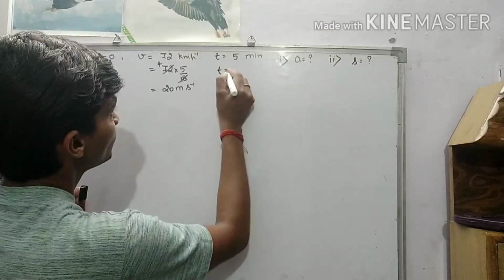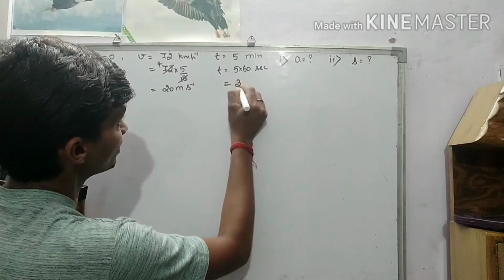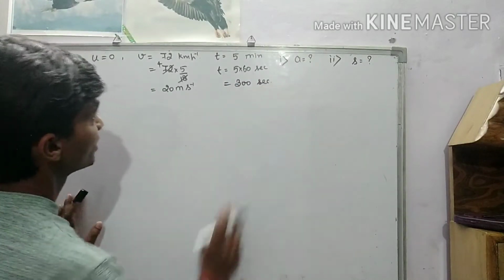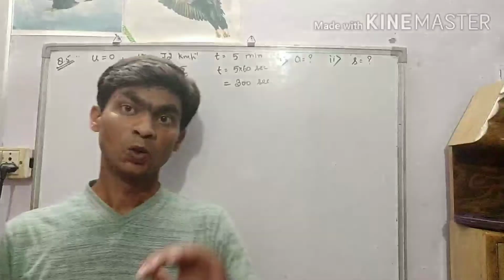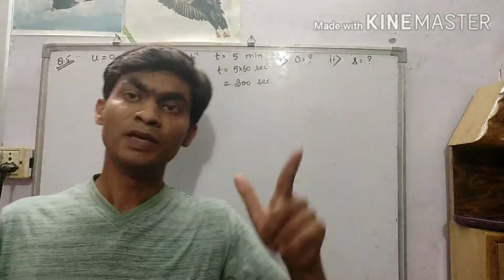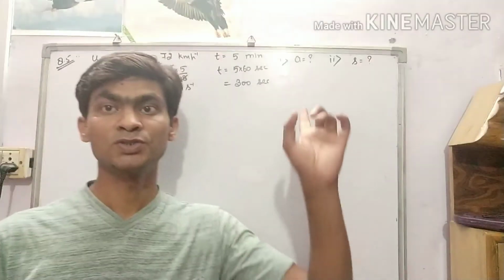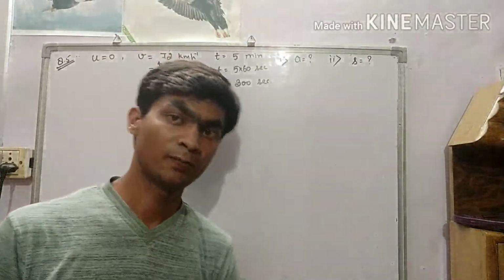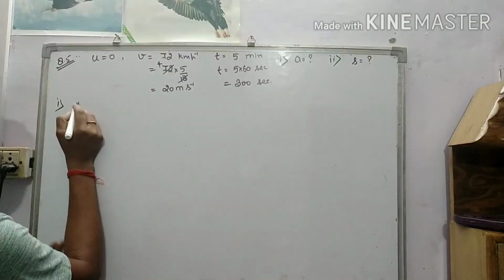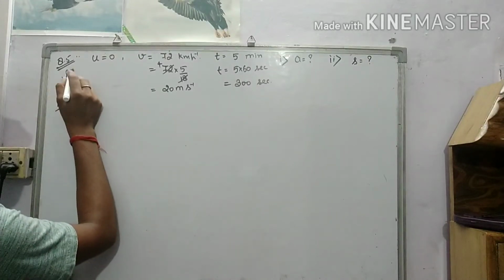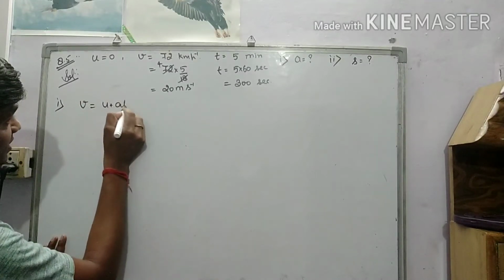Time will be 5 minutes, that is 5 into 60 seconds, which equals 300 seconds. So what is the raw information given to you? You are given U as 0, V as 20 meter per second, and time as 300 seconds. First question is A, means acceleration, you have to find. How can you find? Which equation will you use? So we will go for the first equation of motion, V equals U plus AT.